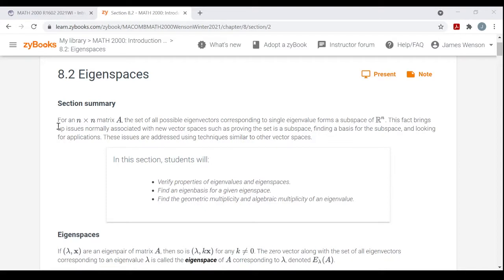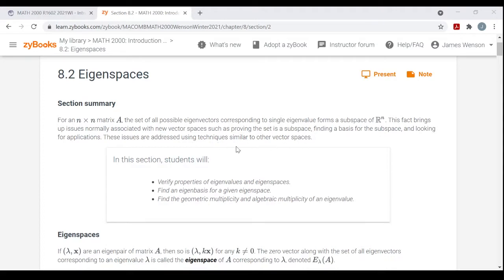This fact brings up issues normally associated with new vector spaces, such as proving the set is a subspace, right? Is it non-empty, closed under vector addition, closed under scalar multiplication? Finding a basis for the subspace. And what you're going to see in a minute is that finding a basis for these eigenspaces is going to be exactly the same as finding a basis for the null space of some matrix. And also looking for applications.